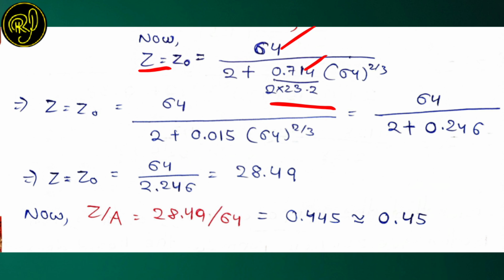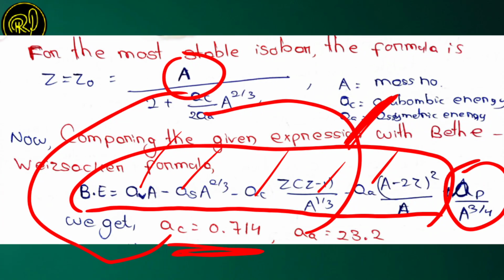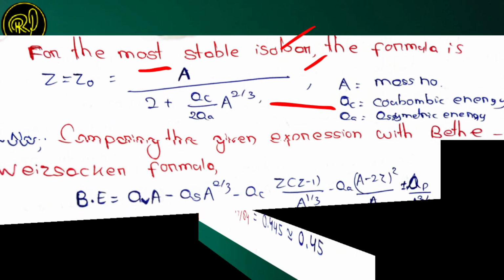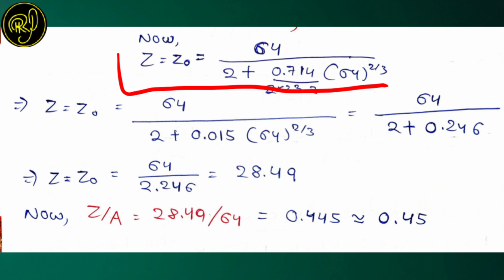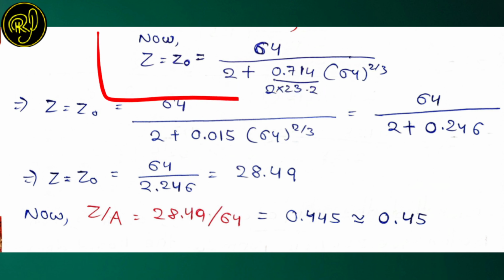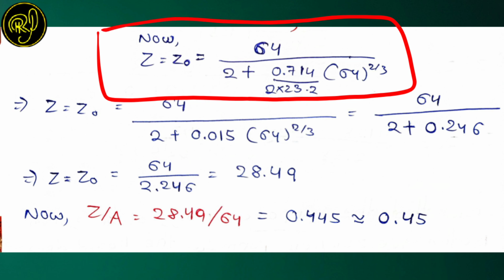that is 2 times 23.2. Okay, 2 times 23.2, because here A asymmetric is 23.2. Then A to the power 2 by 3, and 64 to the power 2 by 3. Hence you got that your Z is equal to Z naught is equal to 64 by 2 plus 0.714 by 2 times 23.2 multiplied with 64 power 2 by 3.